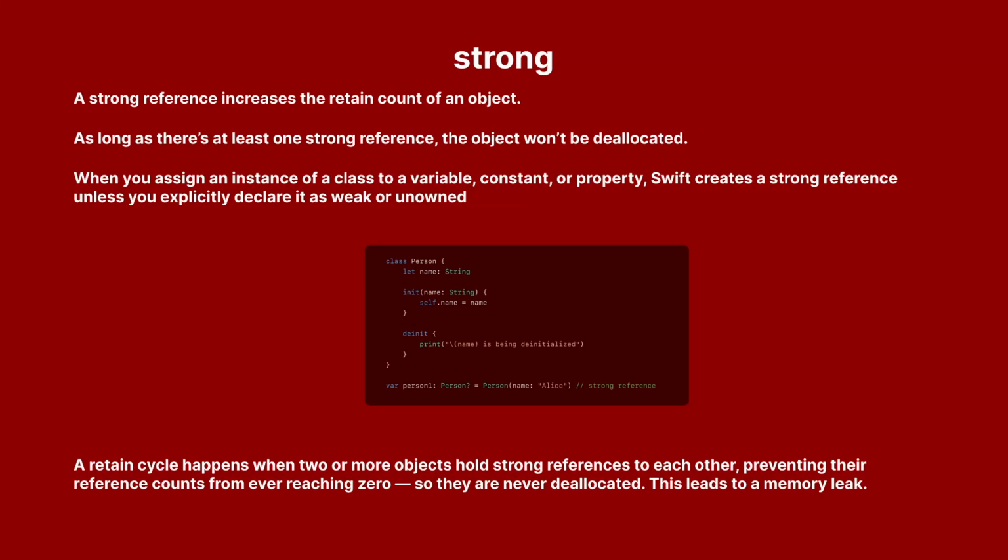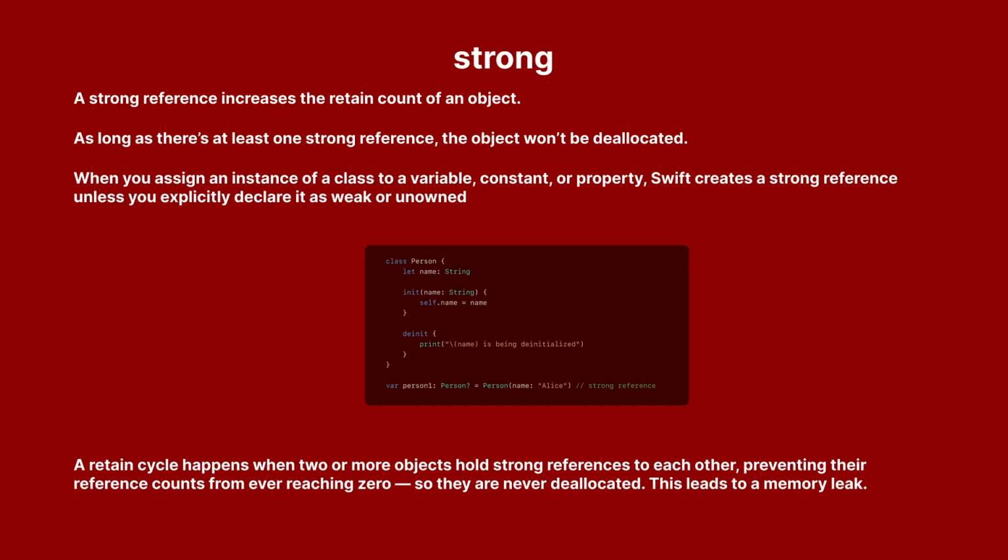A strong reference increases the retain count of an object, and as long as there is at least one strong reference, the object will not be deallocated. In Swift, when you assign an instance of a class to a variable, constant, or property, a strong reference is created by default unless it is explicitly declared as weak or unowned.